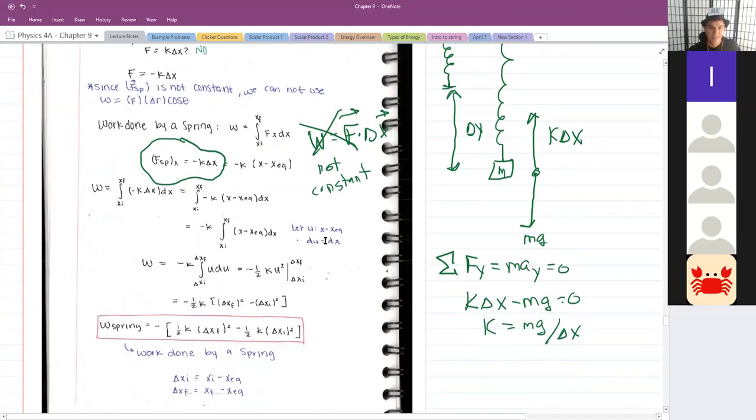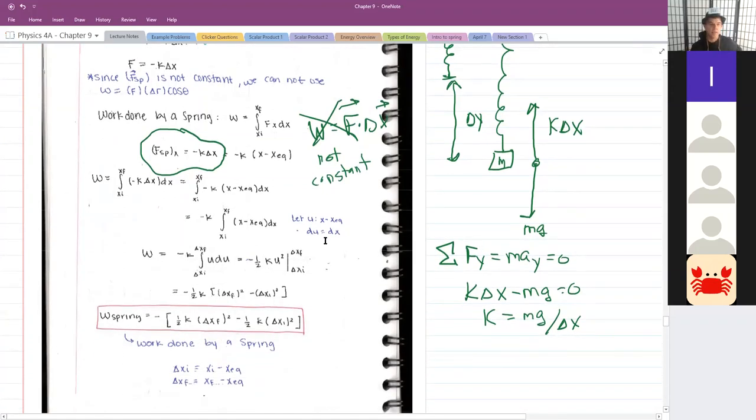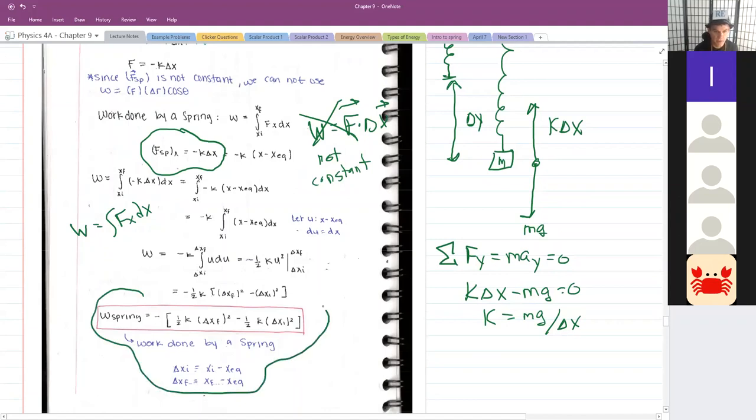So the only way to calculate it then is to use work equals the integral of Fx dx. And I'm just going to skip this derivation. It's right here, in the book. But the end result is, if I put in negative k delta x and I integrate that, what I get is the work done by a spring is negative one half k delta x final squared minus one half k delta x initial squared.